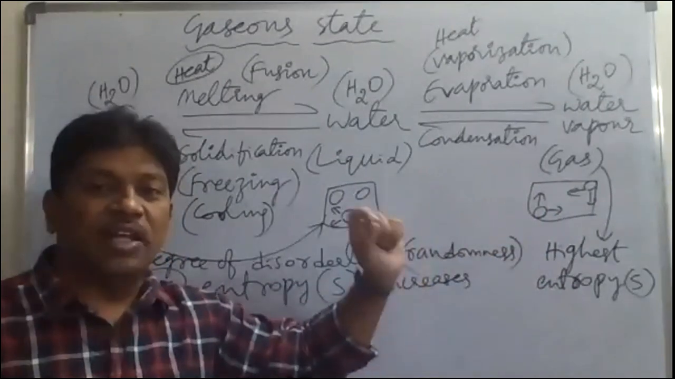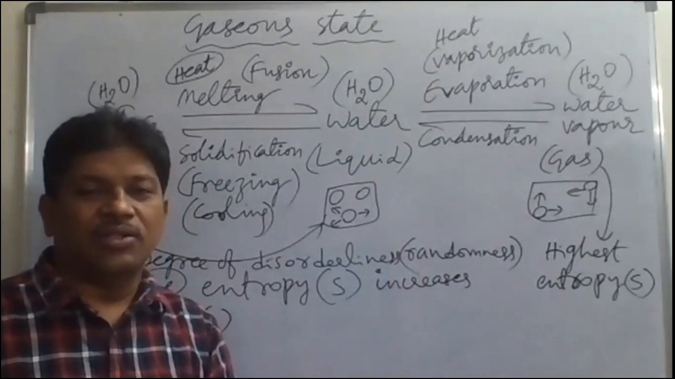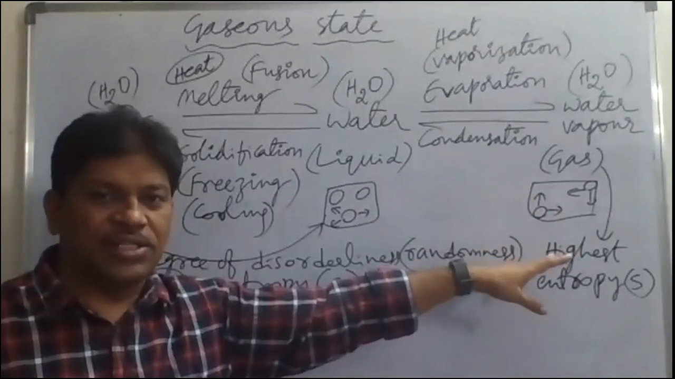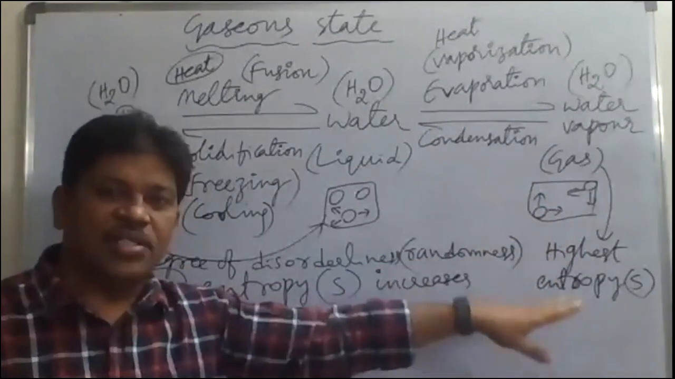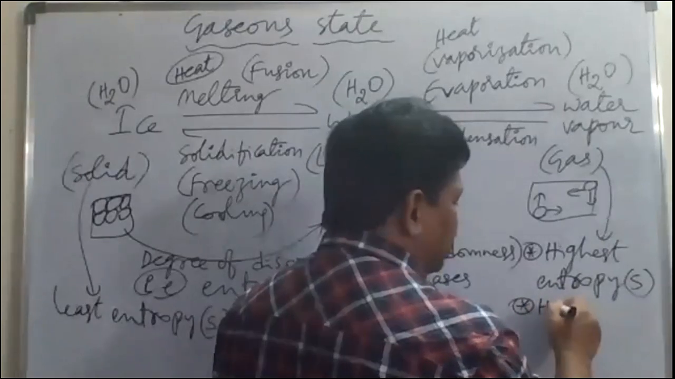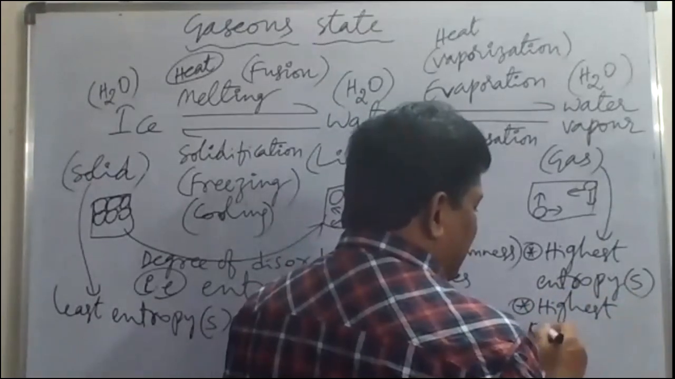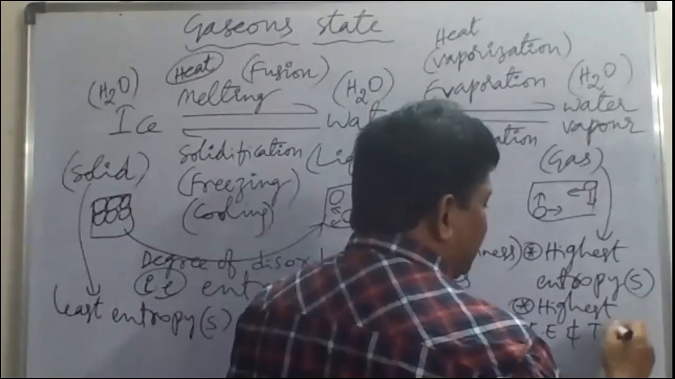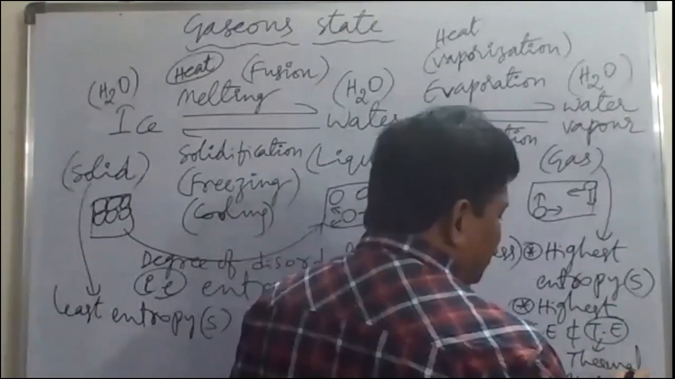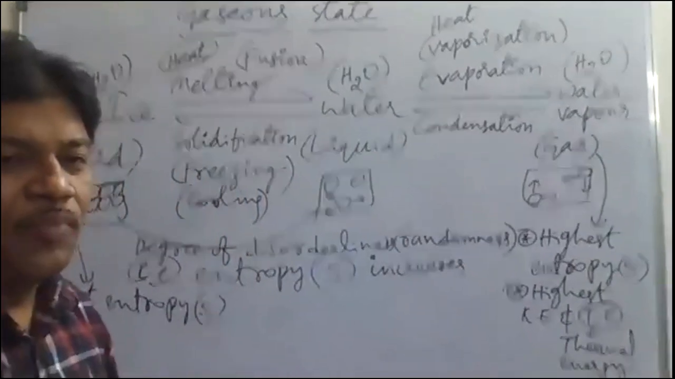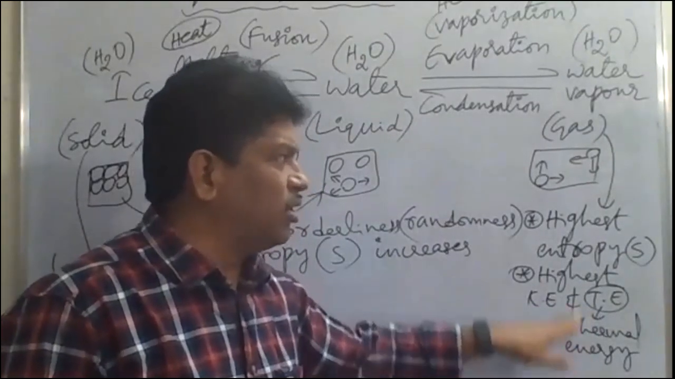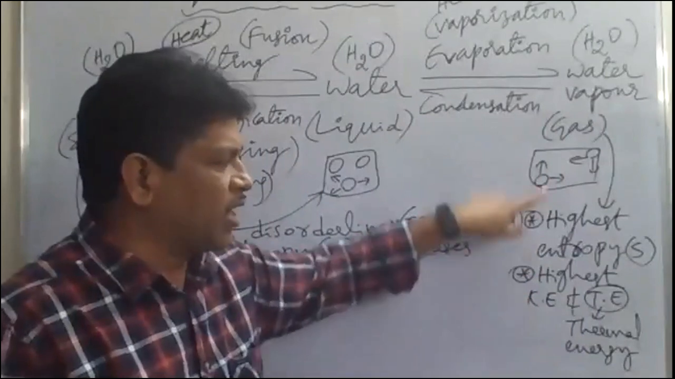Also we say highest thermal energy. Which will have more thermal energy? Gaseous state. Which will have the highest kinetic energy? Gaseous state. Which will have the highest entropy? Gaseous state. So the first point is highest entropy. The second point is highest kinetic energy and thermal energy. Thermal energy is greater and kinetic energy is greater. So kinetic energy and thermal energy are both highest for gaseous state, and entropy is highest for gaseous state.